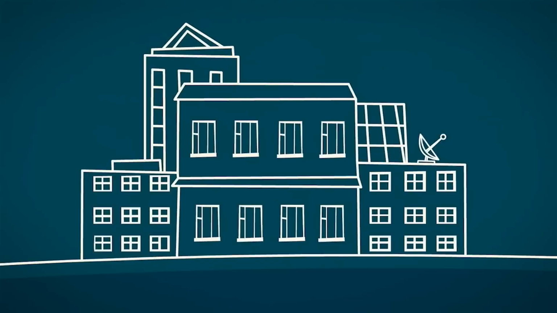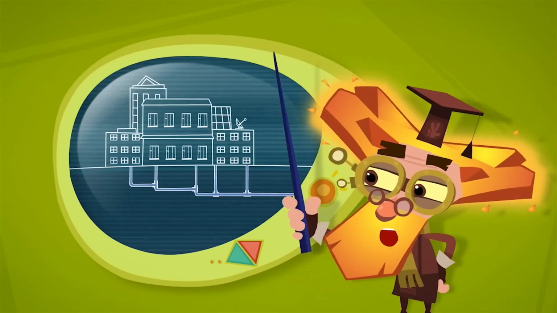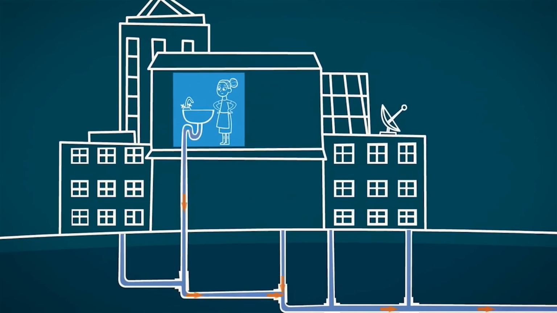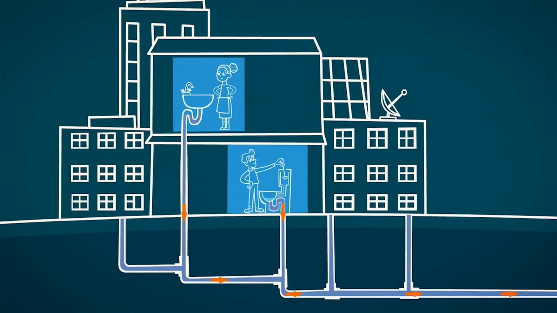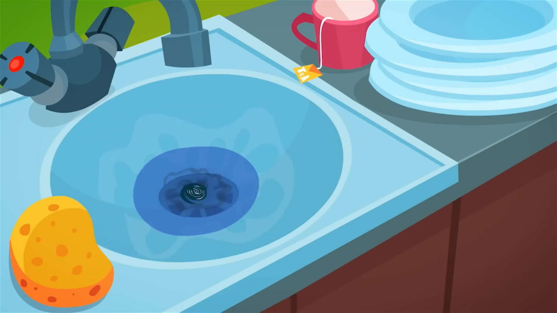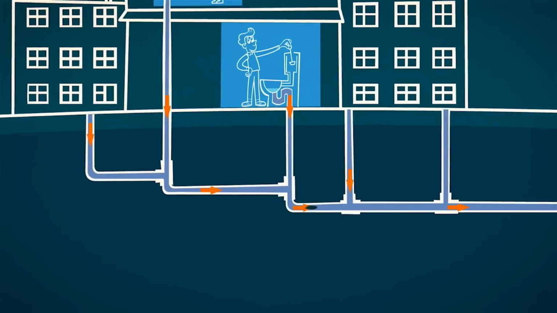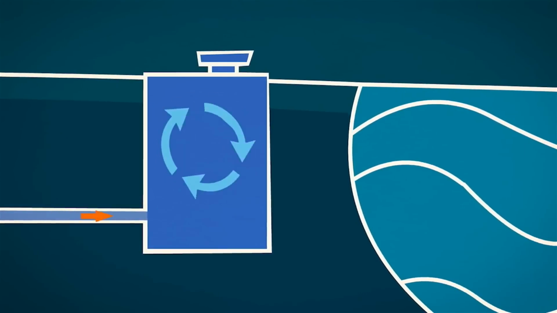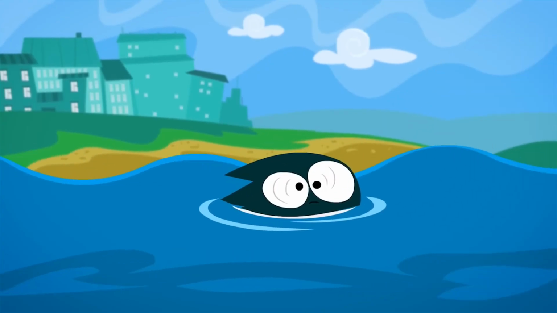The sewage system is a huge network of pipes that run underground. This is where the dirty water from sinks and the waste from toilets is sent. The sewage pipes then carry this dirty water to sewage treatment plants, where the water is cleaned before it is dumped into a river or the sea.